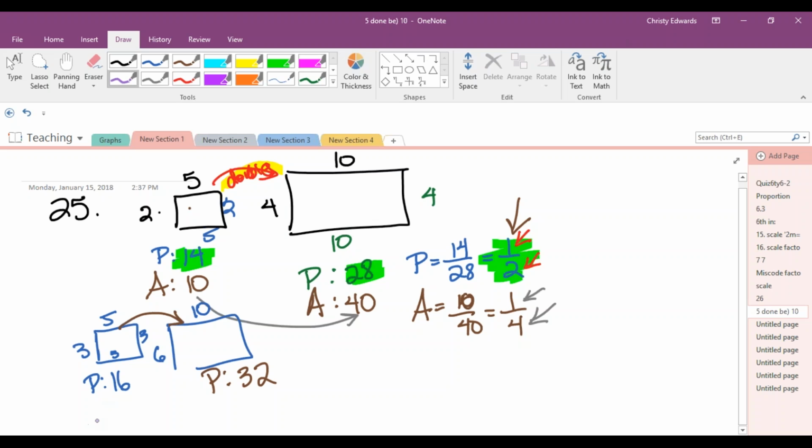But what do you expect it to do to the area? If the area of this one, 5 times 3, is 15, what do you expect the area of the doubled rectangle to be based on that? Look at this. Look what the area did. Area didn't double. It went up times 4. 1 to 4. Yep, Nathan?